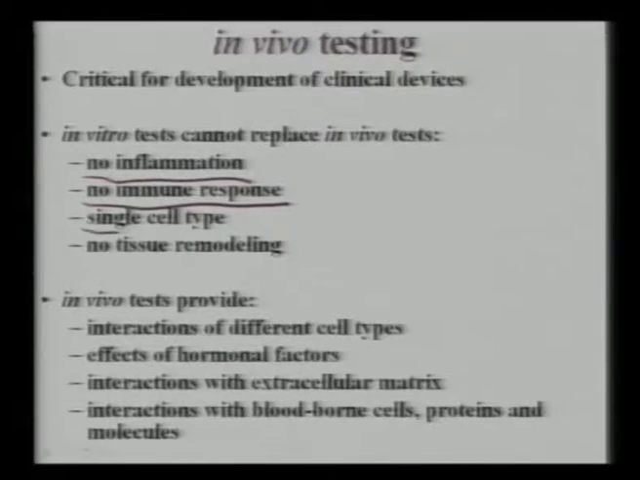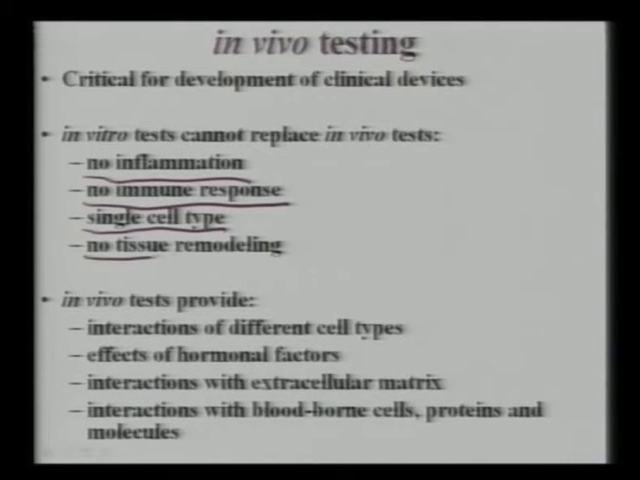Third point, which I already mentioned, is that an in vitro test always deals with a single cell type. Let's say it is connective tissue cells like fibroblasts. If it is a bone cell type, that is osteoblast cells. But it does not involve multiple cell types in a single experiment. That is what is missing in in vitro experiments.